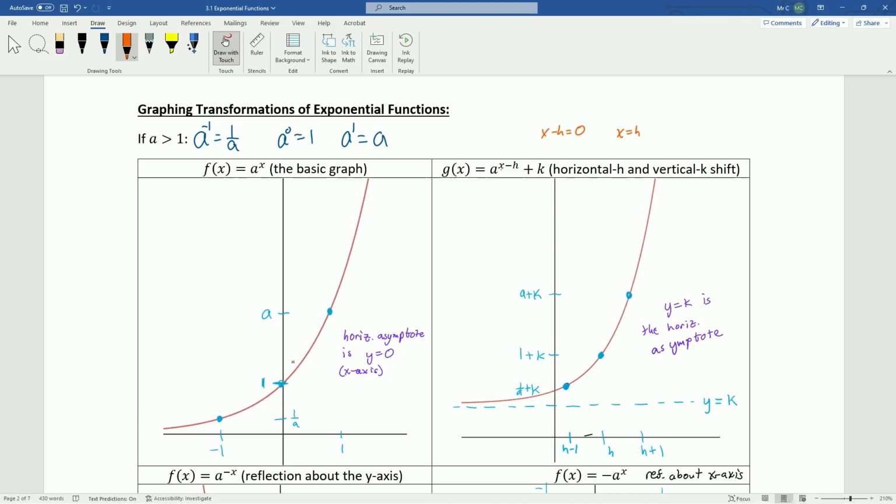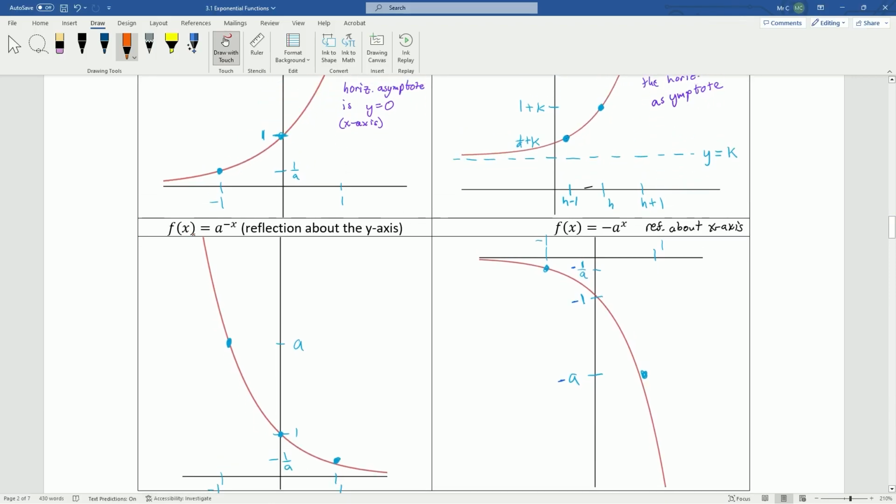So what do we do? We take each of our 3 key points, and we shift them over by h and up by k. And if our whole graph shifts up by k, then our horizontal asymptote has to shift up by k as well, right? So now we have y equals k as the horizontal asymptote. So when we're talking about exponential functions, these horizontal asymptotes only move if the graph moves up or down. So you can always easily find the horizontal asymptote by keeping that in mind.